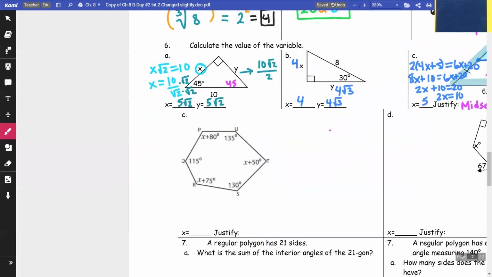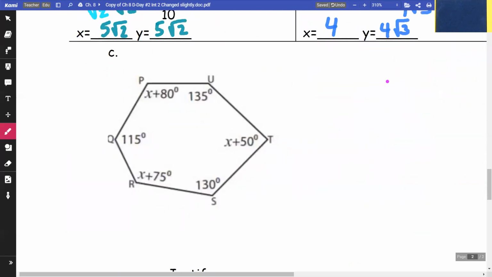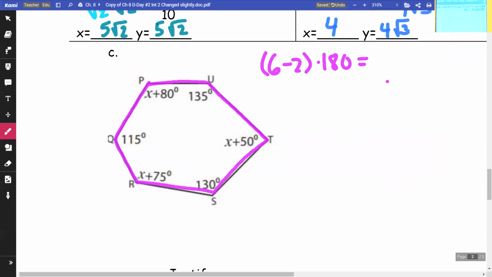On the next letter C, there's 2 letter C's. We have 1, 2, 3, 4, 5, 6 sides in this. So I'm going to do 6 minus 2 times 180. So basically 4 times 180. And so when I do 4 times 180, I end up with 720.